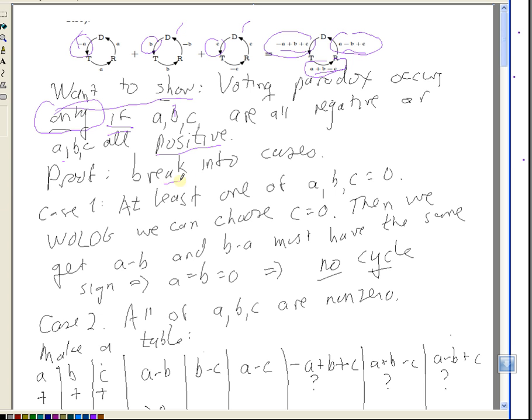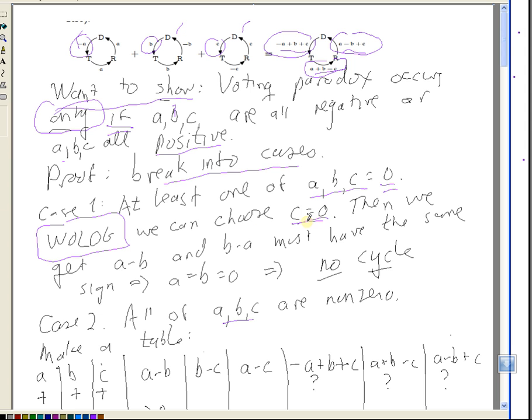So let's break this into cases. Case 1 says at least one of A, B, and C is equal to 0. Obviously the other case will be that all of A, B, and C are non-zero. But let's see what happens when at least one of these is 0. Here I use this expression WLOG, which means without loss of generality. I'm choosing, for example, C equals 0. If I choose A equals 0 or B equals 0, the argument is exactly the same. That's why I say without loss of generality. This is a common ploy in mathematical proofs. But I think you can see that if I can prove my case for C equals 0, I can simply adapt the proof for the case A equals 0 or B equals 0.